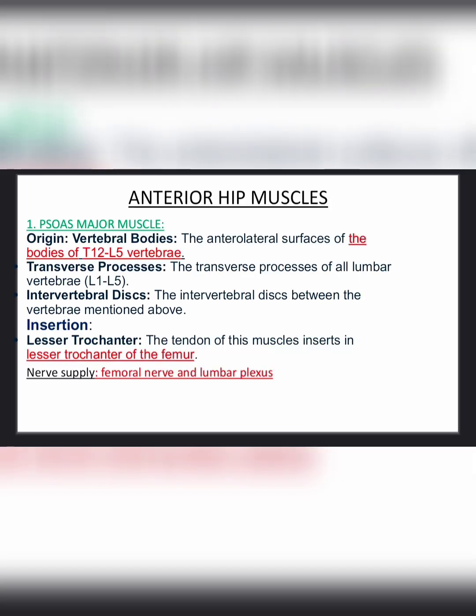First, let us discuss the anterior hip muscles. The anterior hip muscles include psoas major, iliacus, psoas minor. Let us begin with the psoas major muscle.